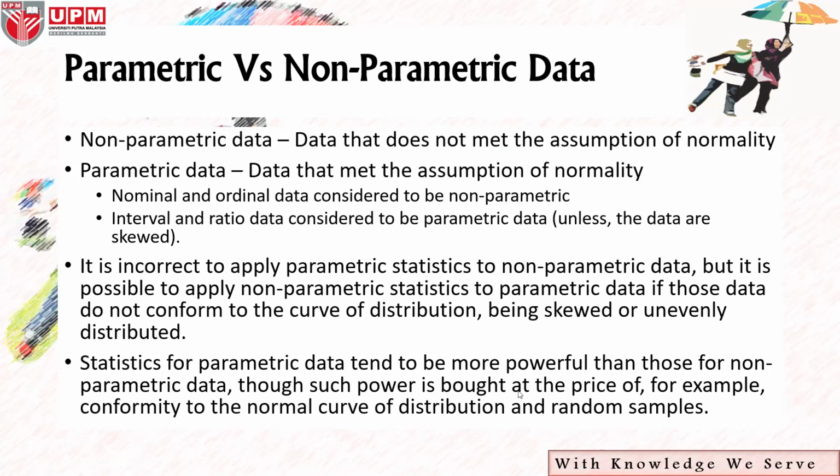Okay, so such power is bought at the price of, for example, conformity to the normal curve of distribution and random sample. So data normality and random sampling are two important elements in quantitative study. Tadi, during our data collection, we need to make sure as much as possible we randomly assign or randomly pick our respondent. Okay? But during the data analysis, we need to check on the data normality before we are able to run or choose a specific analysis for our research objective. Okay?